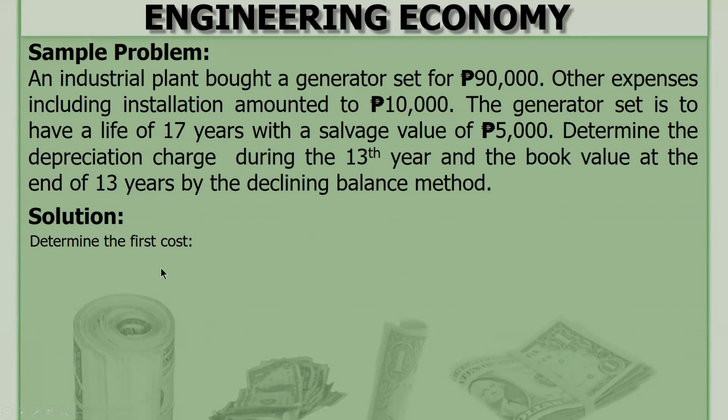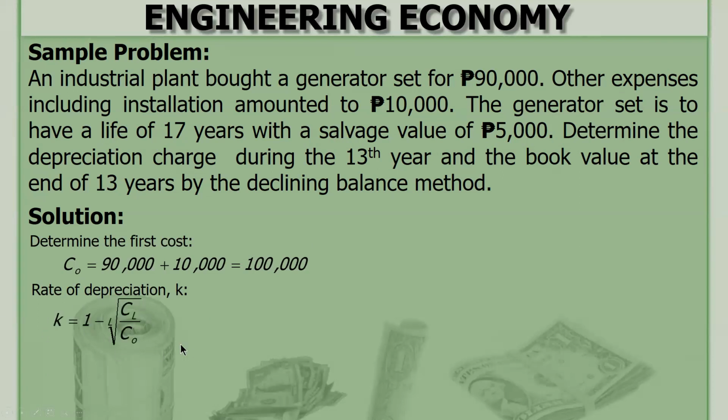So the usual given are the first cost. So it's 90,000 plus additional expenses, installation 10,000. It's 100,000. And salvage value is given. Life of property given. So you can get the rate of depreciation, K, using this formula, and K is 0.1616.